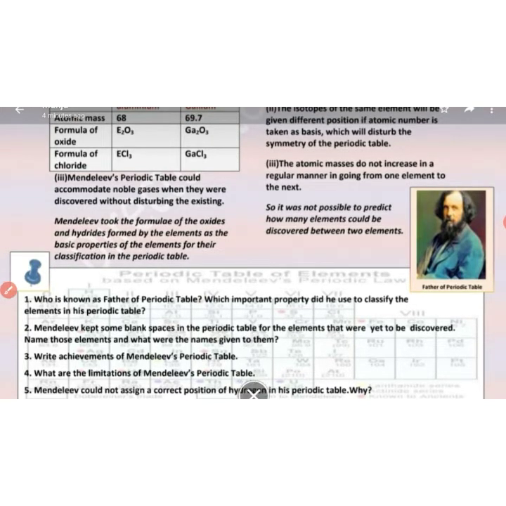Who is known as the father of the periodic table? As we just said, Mendeleev is the father of the periodic table. Which important property did he use to classify the elements in his periodic table? According to Mendeleev, he used the atomic mass and the chemical properties. On this basis, Mendeleev's periodic table was given. So these are the two important properties: the atomic mass and the chemical properties.